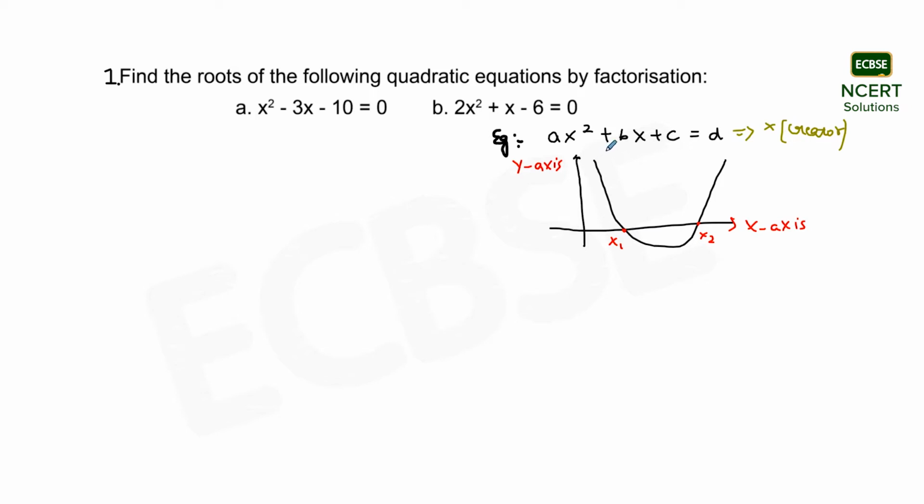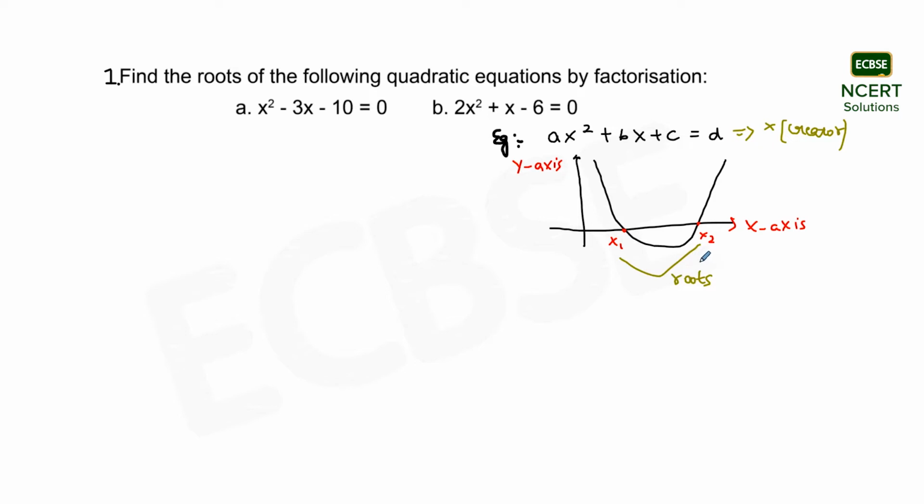So if the graphical representation of the quadratic equation cuts the x-axis at any point, that point is called a root of that quadratic equation. I hope this is clear. In this very example, I have assumed that the graph cuts the x-axis at points x1 and x2. Therefore, these points will be called the roots of this very quadratic equation, ax square plus bx plus c is equal to 0. So this is the meaning of the roots of a quadratic equation.